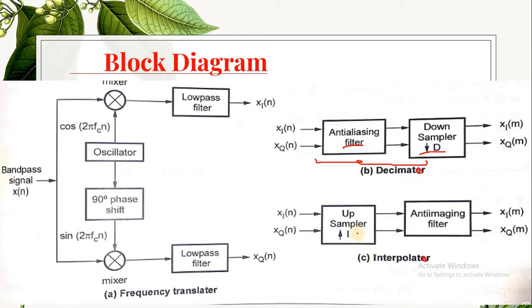Similarly, an upsampler comes along with an anti-imaging filter. In the case of a decimator, we have an anti-aliasing filter in order to reduce the aliasing effect. In the case of an interpolator, we have an upsampler along with the anti-imaging filter. These two are the inputs for the upsampler and these two are the outputs of the anti-imaging filter. This total combination of upsampler along with anti-imaging filter is commonly called an interpolator.